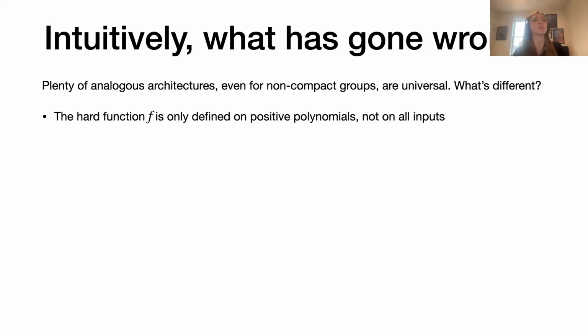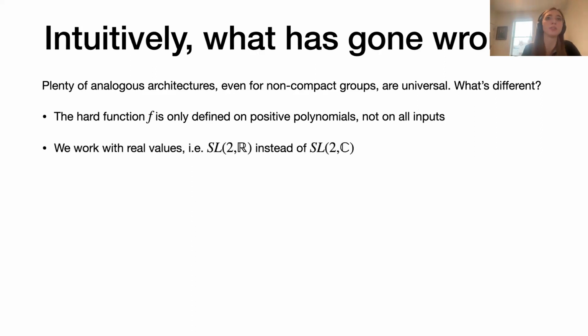We're still not entirely sure, but we have a couple key differences that we can point out. So one property is that the hard function f is only defined on positive polynomials. It's not defined on all inputs. We suspect this isn't the problem because universality statements usually only work with approximation on a compact set anyway. But this is at least one difference from, for example, the Vygotsky et al. paper that shows usually if you have equivariant polynomials, this will be good enough for all continuous equivariant functions.